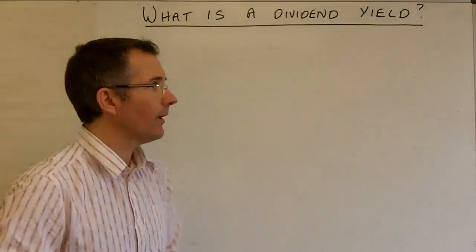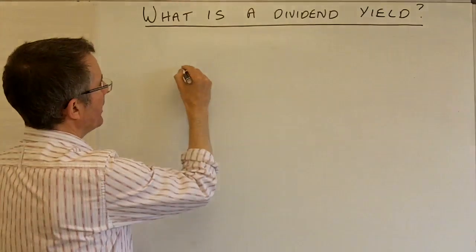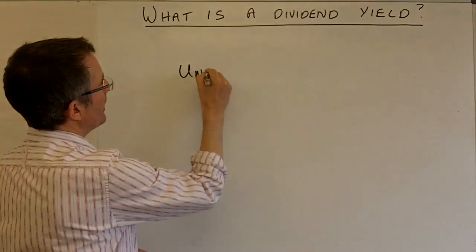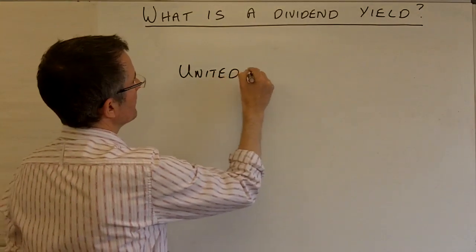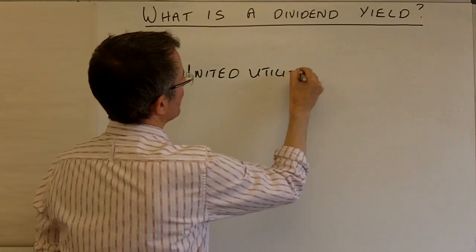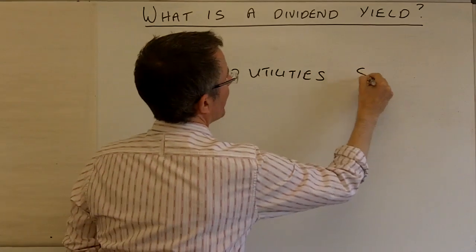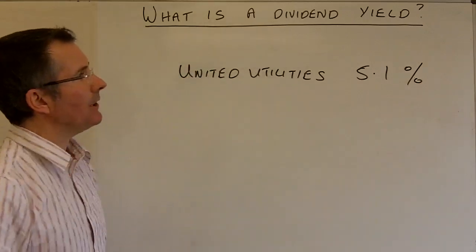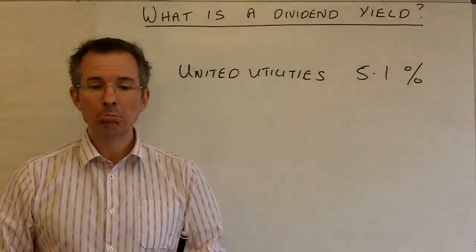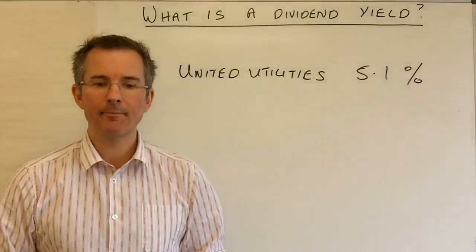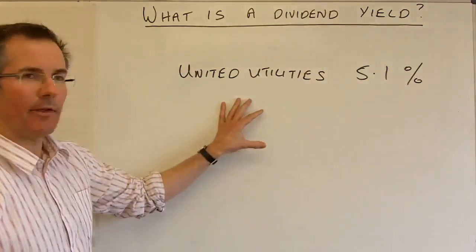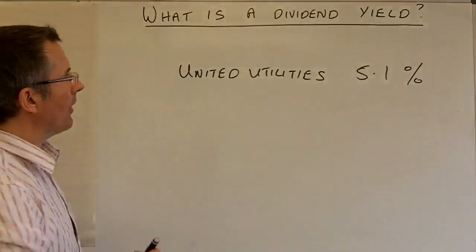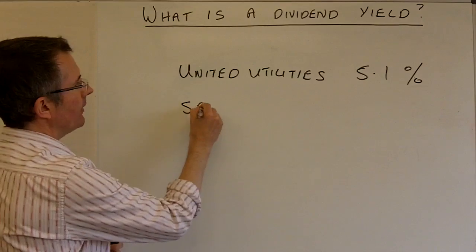Okay, so I've made my decision. I'm looking at United Utilities, offering a 5.1% dividend yield. That's the annual expected percentage return for buying the shares today. So maybe what I do is I think, well, this is a utility company, so I wonder how that compares to the utilities sector.